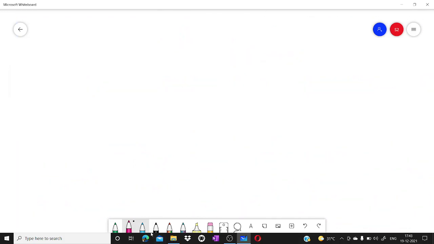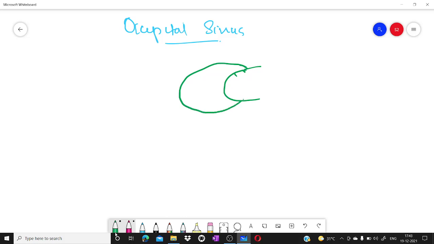Now, besides these important dural venous sinuses, some small dural venous sinuses are going to be discussed here. Next one is the occipital sinus. Here this is the tentorium cerebelli, and we can see the inferior surface of the tentorium cerebelli, and there is another dural fold here, which is related to the inferior surface of the tentorium cerebelli. That dural fold is the falx cerebelli.